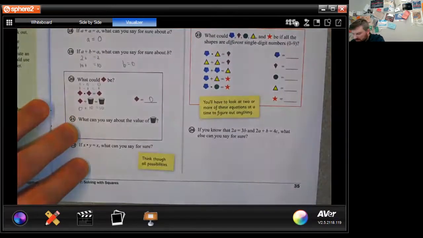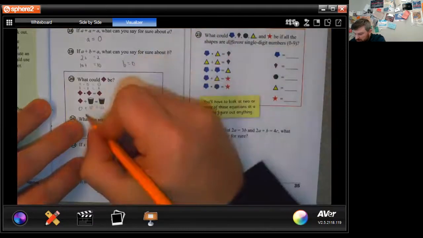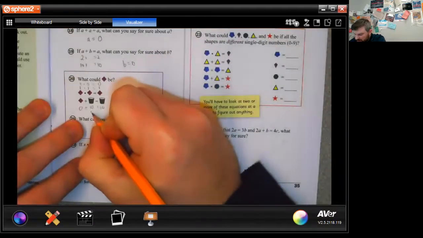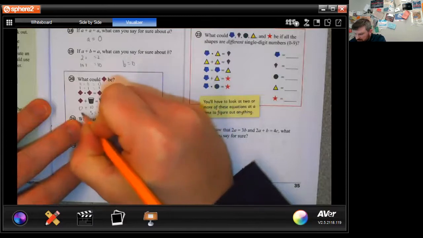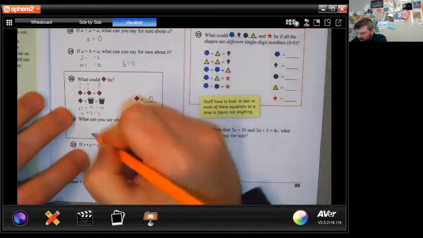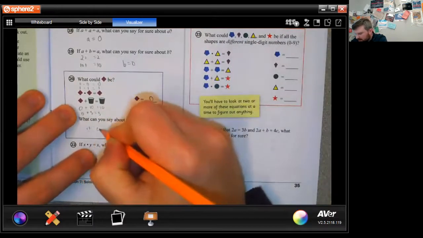What can you say about the value of the bucket? Well, it could be, let's say, 5. This is still 0, and that's true. So a bucket can be any number.